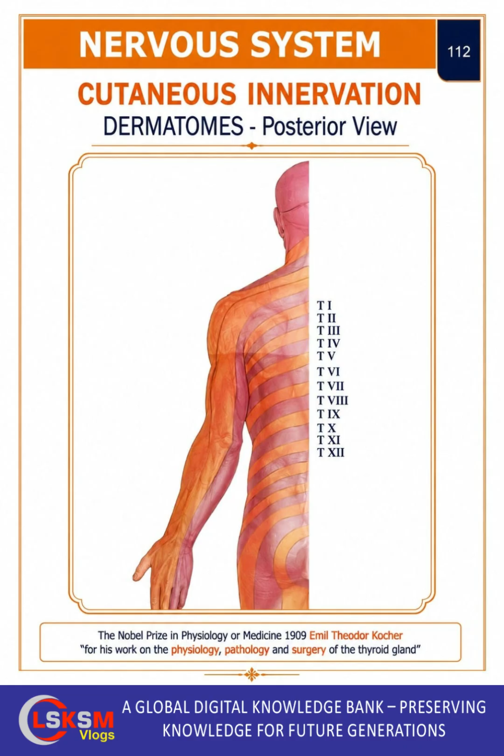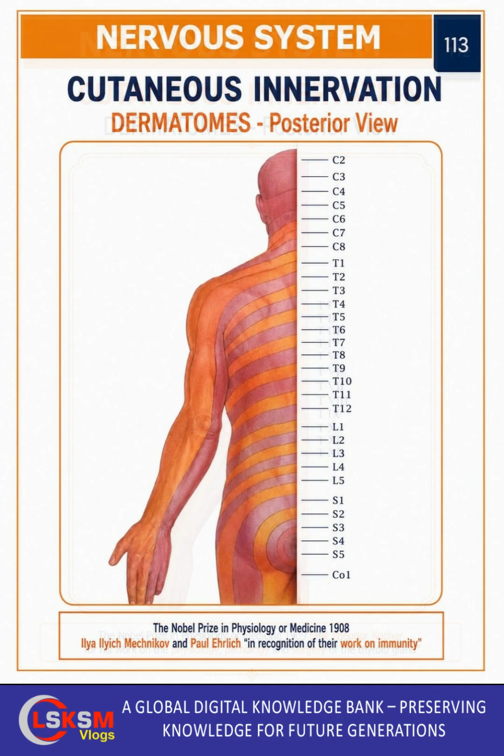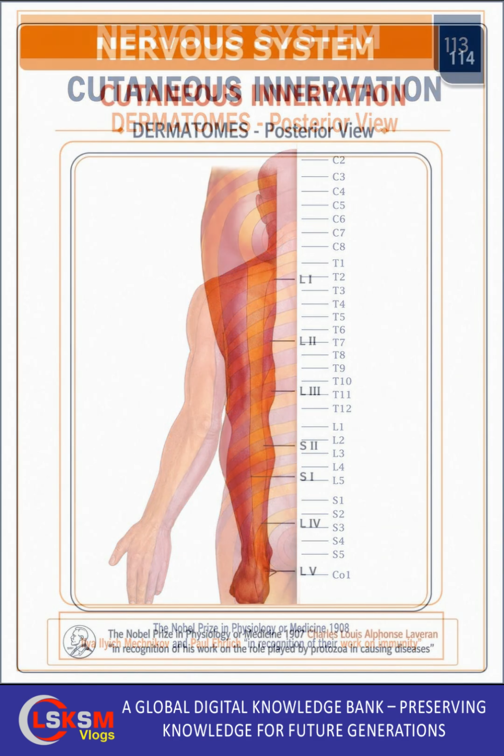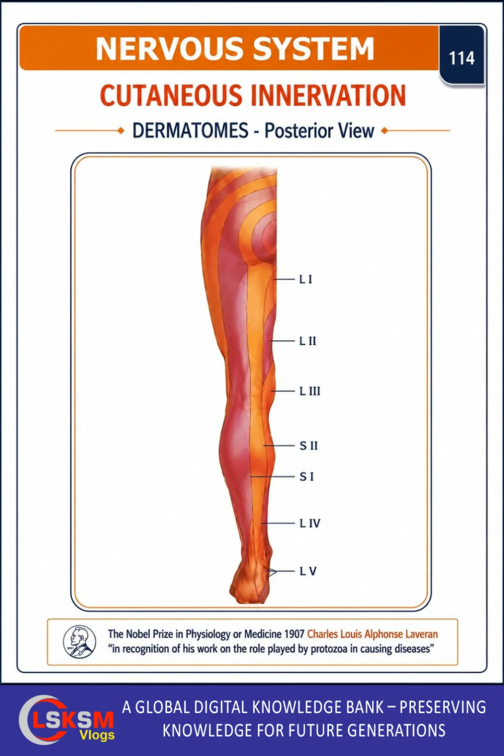It is valuable for evaluating spinal cord and nerve root conditions. Displays the organized sensory distribution of spinal nerves across the back. It helps clinicians identify the level of neurological injury. Highlights the posterior dermatomes responsible for skin sensation. This anatomical map supports accurate neurological diagnosis.